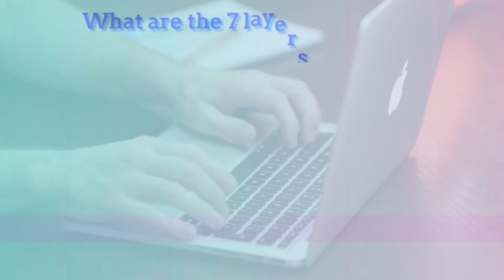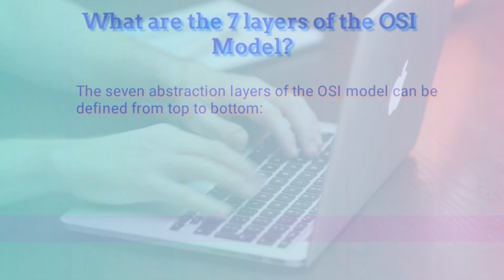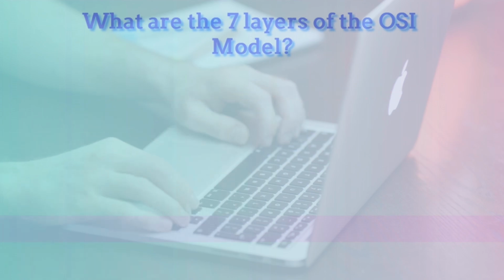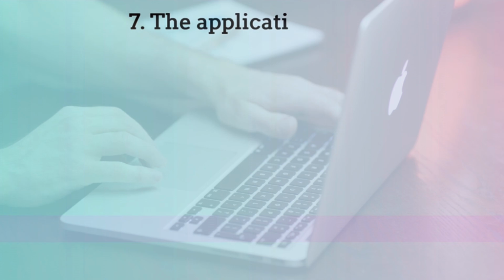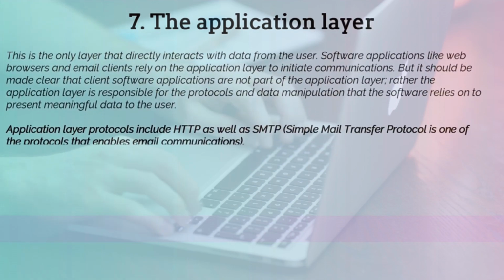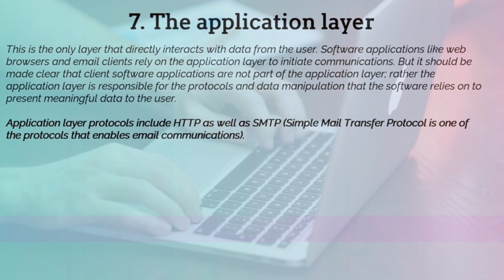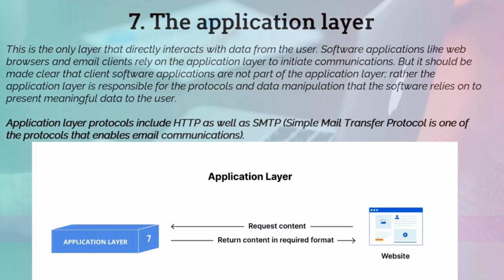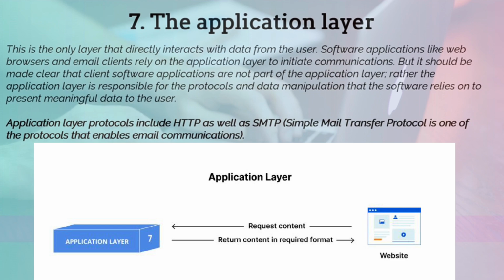What are the 7 layers of the OSI model? The 7 abstract layers can be defined from top to bottom. Seven, the application layer. This is the only layer that directly interacts with data from the user. Software applications like web browsers and email clients rely on the application layer to initiate communications. But it should be made clear that client software applications are not part of the application layer. Rather, the application layer is responsible for the protocols and data manipulation that the software relies on to present meaningful data to the user. Application layer protocols include HTTP as well as SMTP.